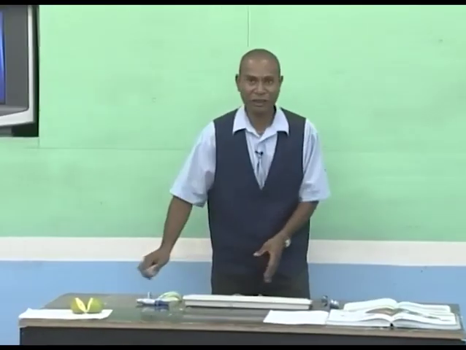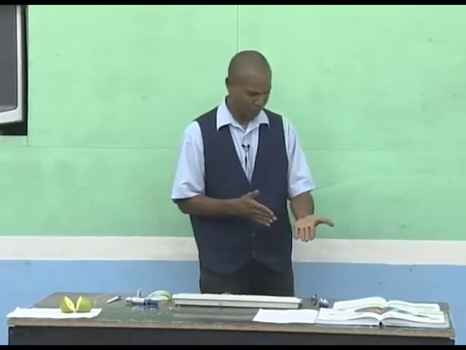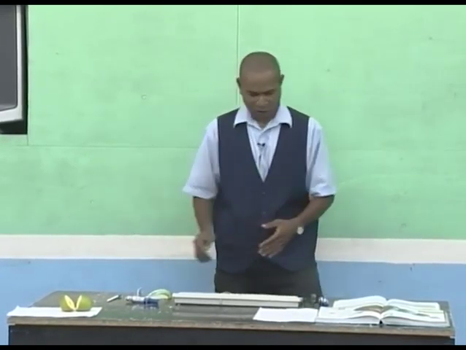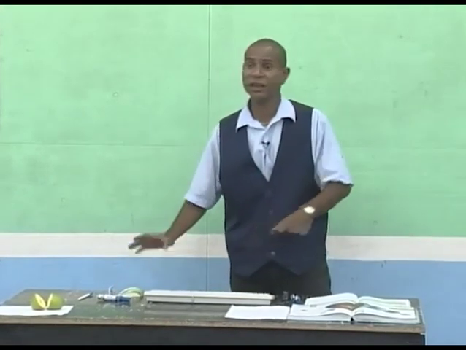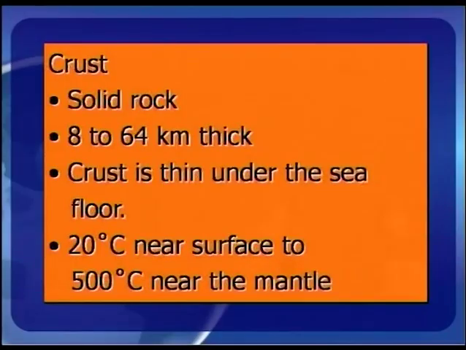Now, if you have been reading or gone through some of the books about the earth structure, they would have given you good descriptions. But here is a short summary of each of the layers of the earth. The crust is made up of solid rock. Most of the crust is made of solid rock. We have soil, but most of the crust layer is made of solid rock. It's about 8 to 64 kilometers thick.